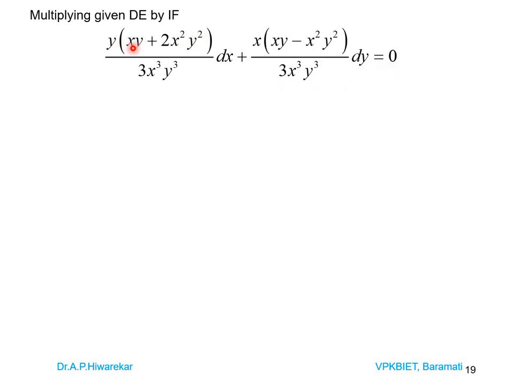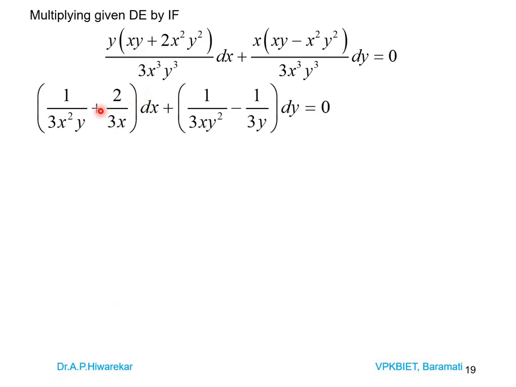If you simplify this, y² gets cancelled, x gets cancelled. So it is 1 by 3x²y plus 2 times y³ gets cancelled, x² gets cancelled, 2 by 3x dx. In the next term, x² gets cancelled, so 1x remains, 3 times x and y divided by y² is y. So 1 by 3xy² minus x³ gets cancelled, y gets cancelled, means minus 1 by 3y dy is equal to 0, which is an exact differential equation.